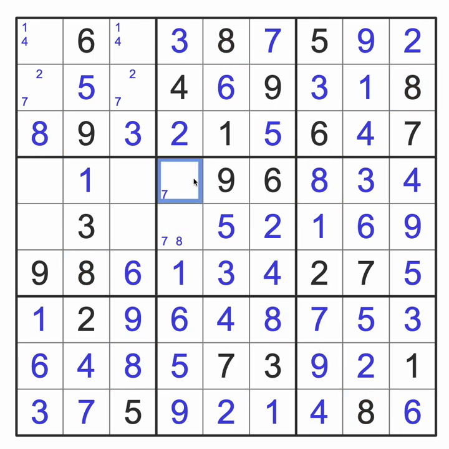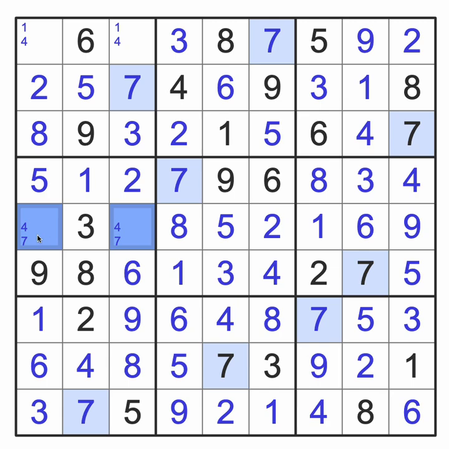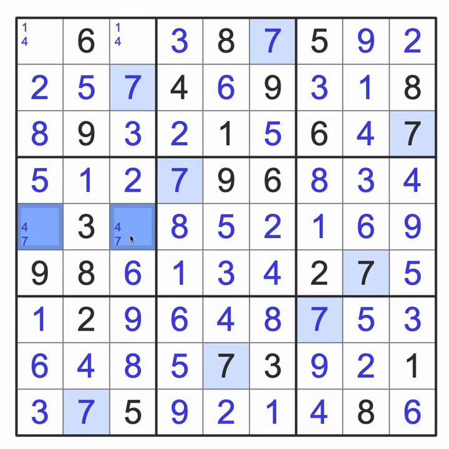That gives me 7 and 8. These two are 2 and 5. 5 is here in box 7. That means this is 2 and this is 5. This 2 has made this cell 7. This is 2. These are 4 and 7. 7 is here, so this is 4. Makes this a 1. Makes this a 4. And this is 7.